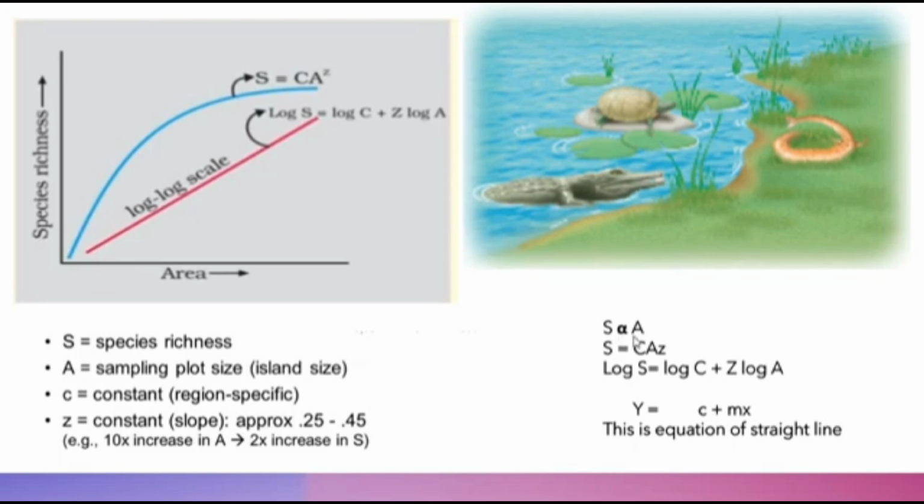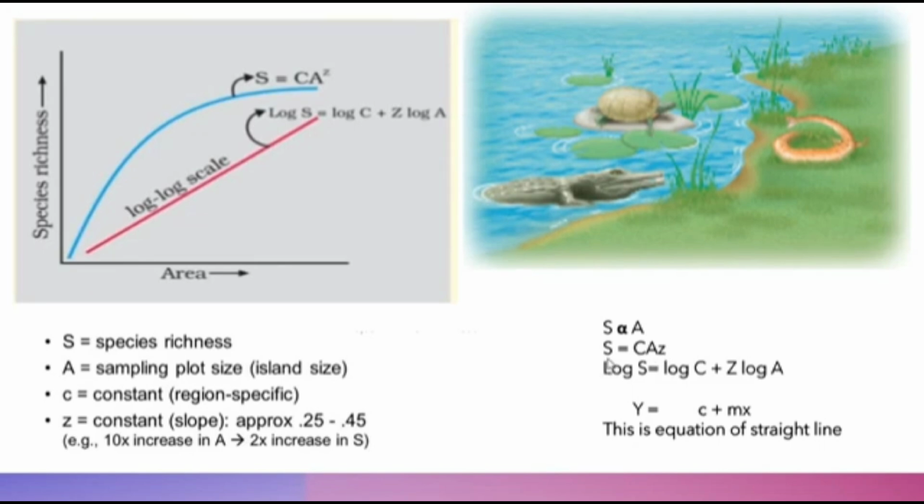Species-area relationship involves some mathematical explanation. Here you can see species is directly proportional to the area. It means if the number of species increases, the area also will increase. If the area increases, the species number also will increase. When we remove this proportionality symbol, we can use equal and also one constant is added to that. So S = C A^Z. C is a constant that is region specific and Z is the constant for the slope.